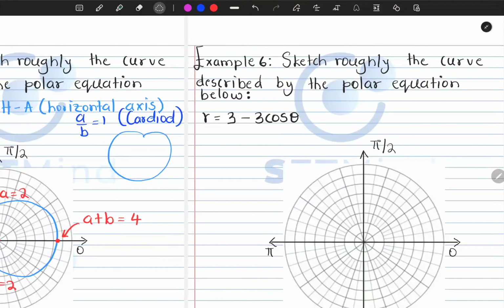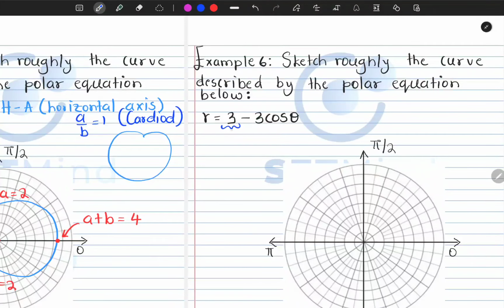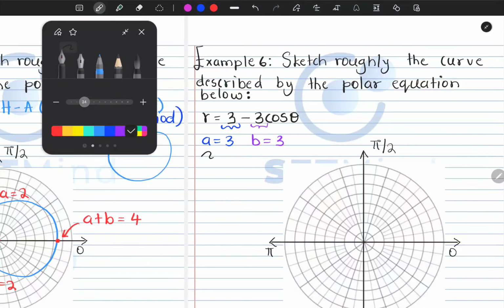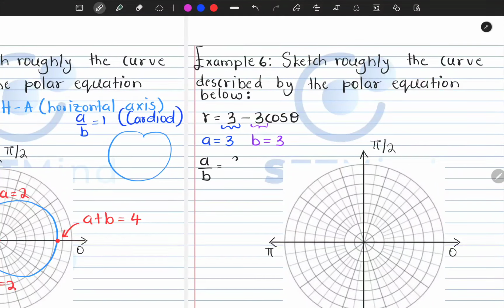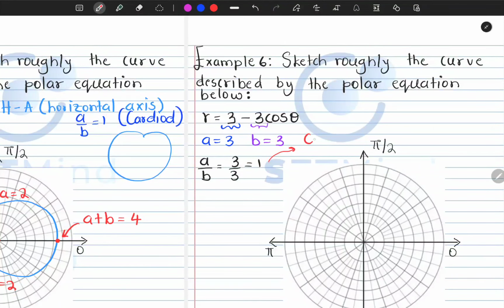Okay, let's have a look at another example, which will be example number 6. We are required to sketch roughly the curve described by the polar equation 3 minus 3 cos theta. So the first thing we need to realize is what is the value of A and B. When I look at that, I should be able to see that my A is 3. And when I look at that, I should see that my B is 3. So I need to find A divided by B, which is 3 over 3, which is 1. And once we see that A over B is 1, we should be reminded that whatever we are looking at is called a cardioid.